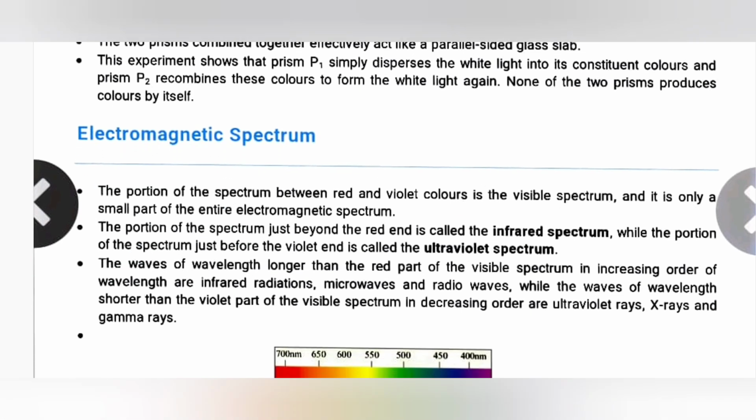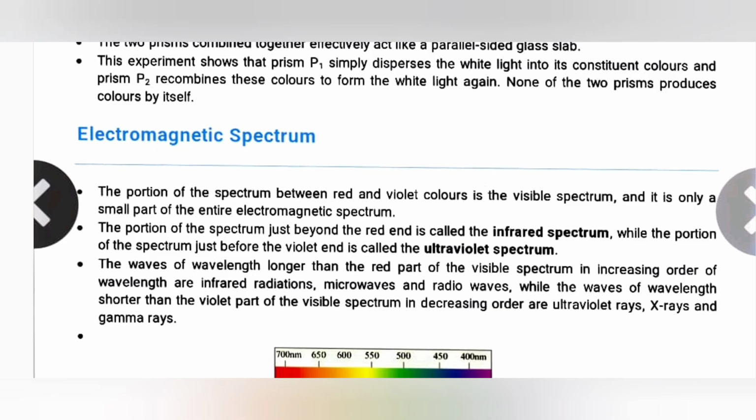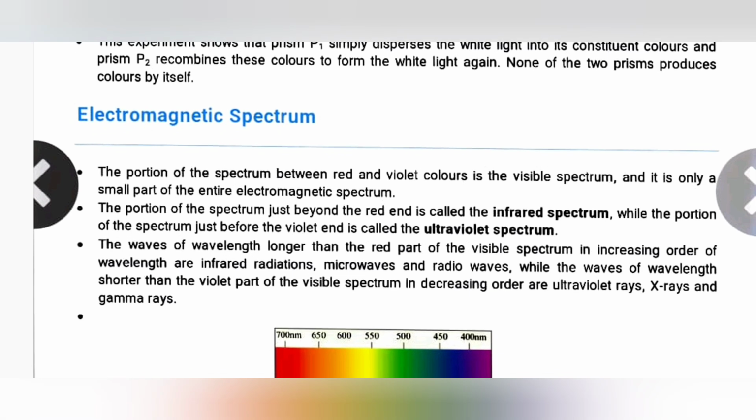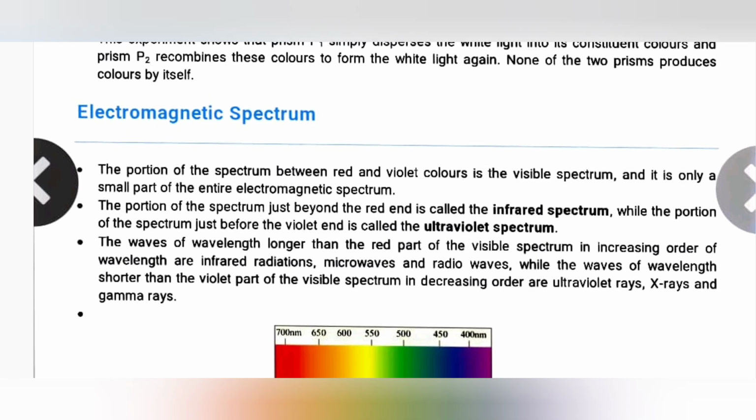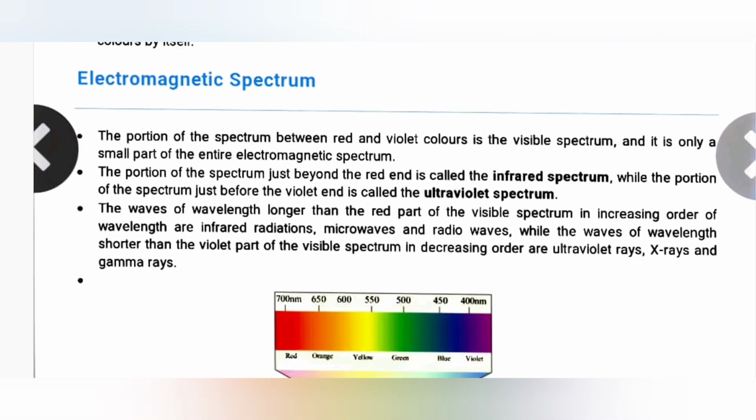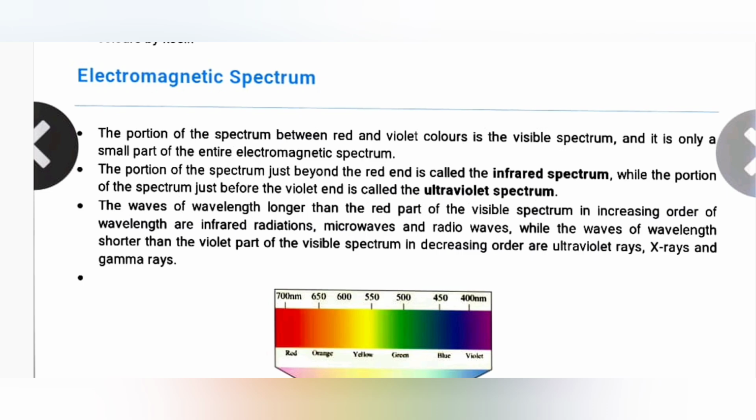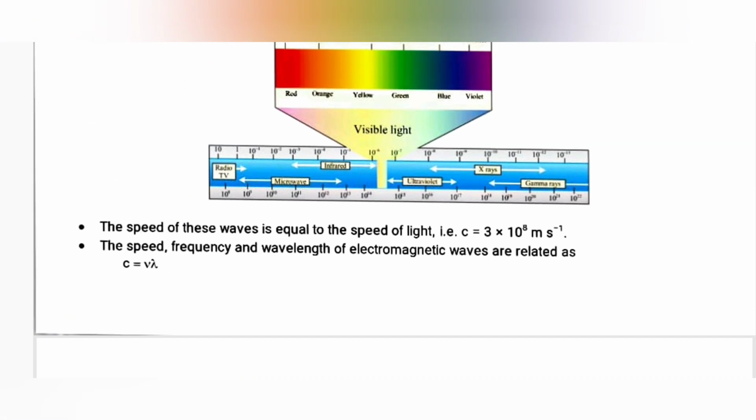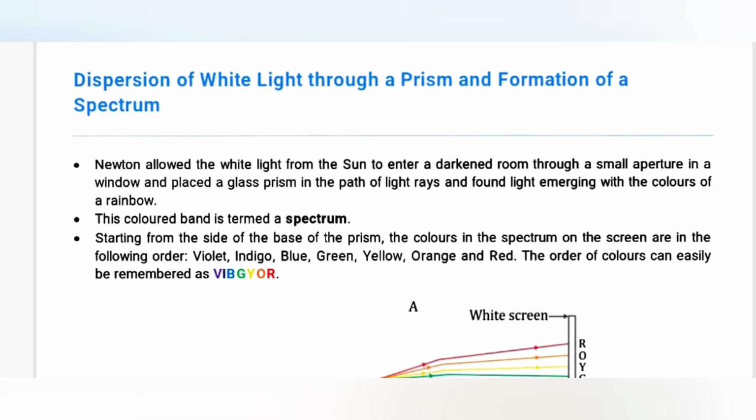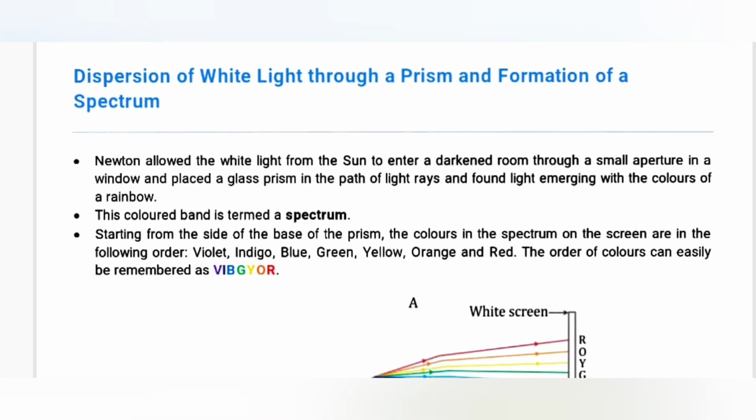Now the electromagnetic spectrum. The portion of the spectrum between red and violet color is known as the visible spectrum, and this is only a small part of the entire electromagnetic spectrum which we are able to see. The portion of the spectrum just beyond red light is called the infrared spectrum, and the portion just before violet light is known as the ultraviolet spectrum. There are many waves under it, and there's a formula: the speed of light in a medium is equal to the frequency times the wavelength, lambda. You have to remember this, which is a very important formula for numericals.